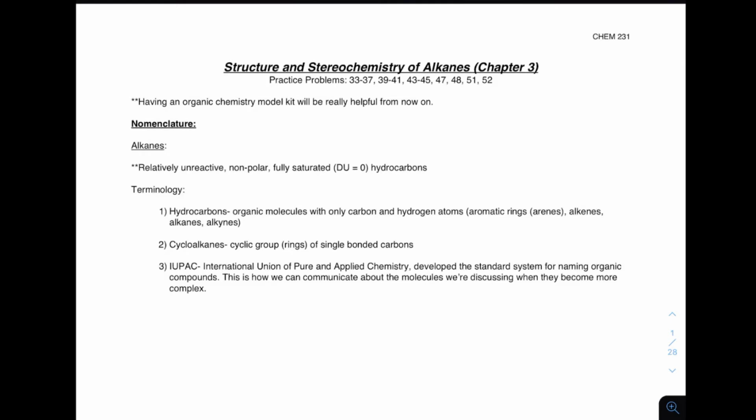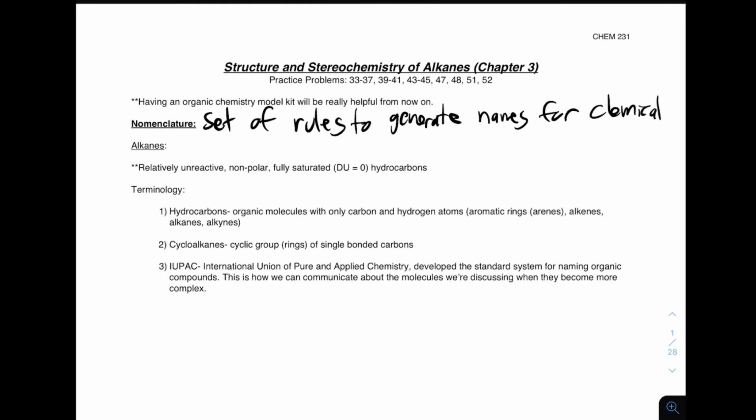So the first thing I'm going to talk about is nomenclature, naming. So what do we mean by nomenclature? We can call it a set of rules to generate names for chemical compounds. And this is going to allow us to talk about organic molecules in a better way, rather than just saying, oh, this molecule here or this molecule there. By being able to name molecules, we'll be able to actually talk about them in a better way that allows us to provide more information.